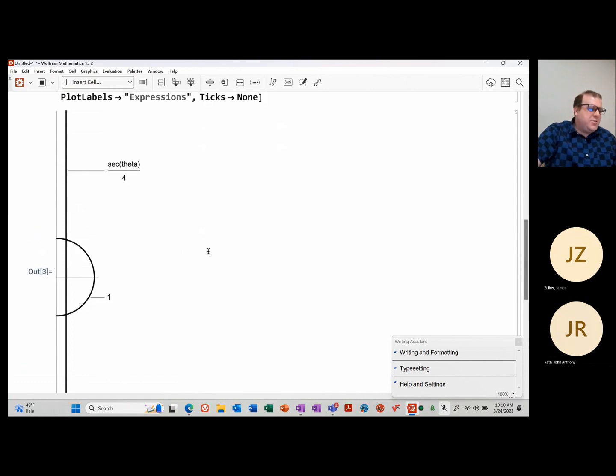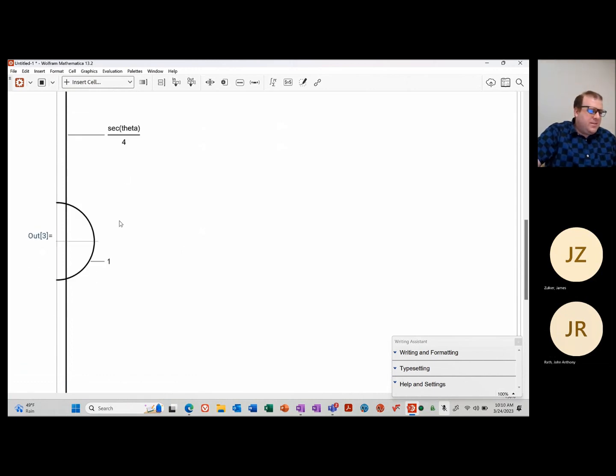Perfect. All right, so this is r equals 1. Secant of theta over 4 is just this straight vertical line. Our region was inside r equals 1, but to the right of a quarter of secant of theta.